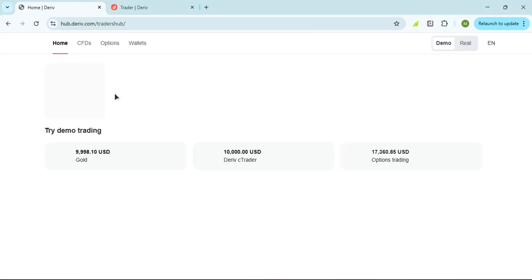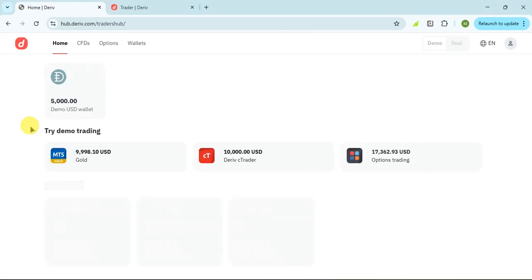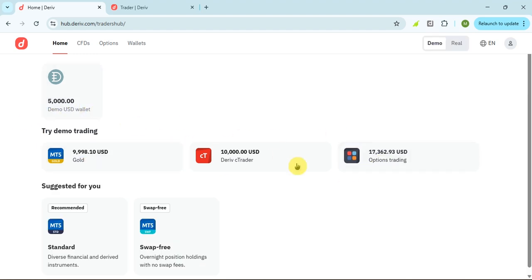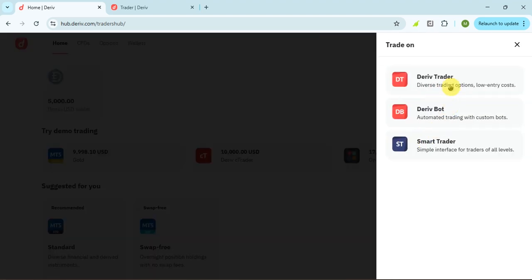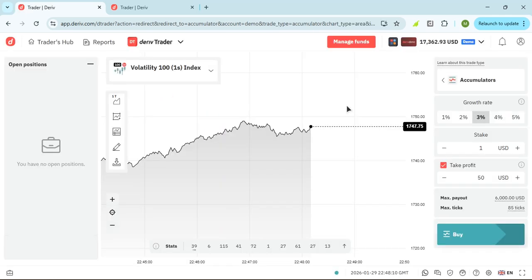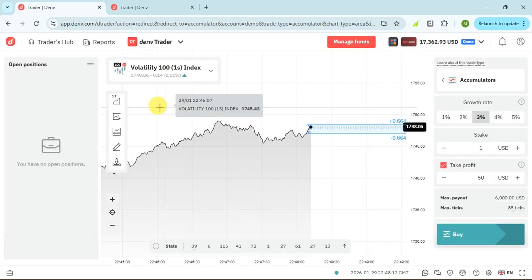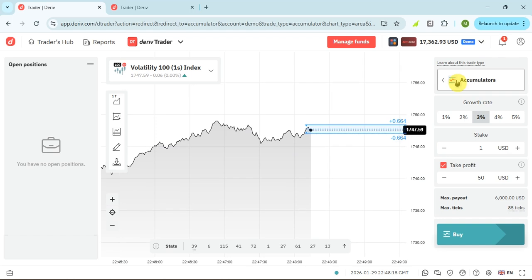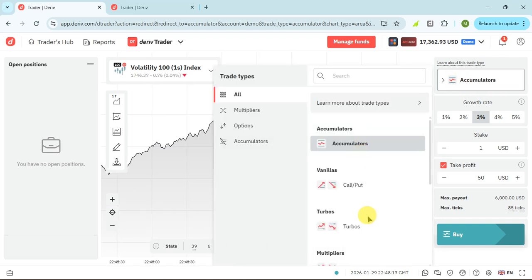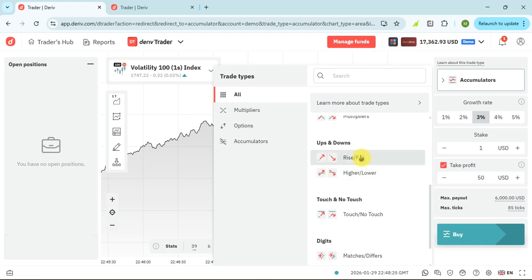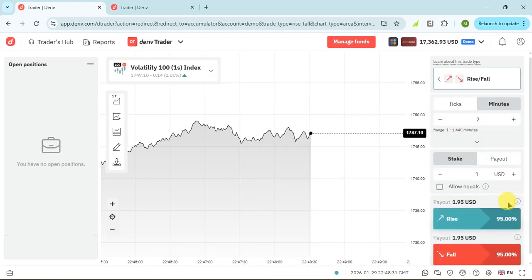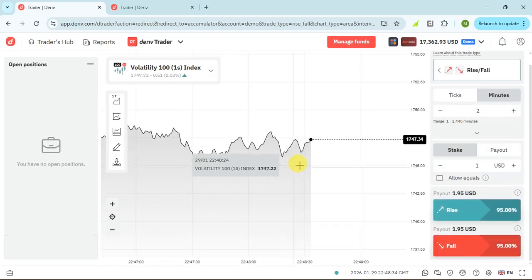After logging into your account, you will be able to see a dashboard like this, and this is for new accounts. For all accounts, just proceed to where you see Deriv Trader. When you are on the Traders Hub, you will see Deriv Trader. Just tap on it. You will be here, and as you can see on my screen, this is where I can choose the options that I need. In this video, I will be covering rise and fall and higher and lower. So I just select rise and fall first, and then I'll explain how it works.